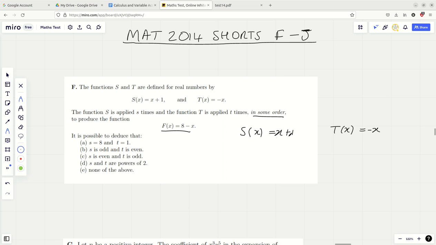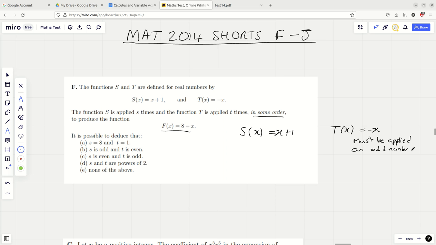S isn't ever going to be able to change the sign because it just plonks a +1 on the end of whatever you've got there. And so t must be applied an odd number of times, yeah? It's as simple as that. We don't know how many times, but it must be applied an odd number of times.